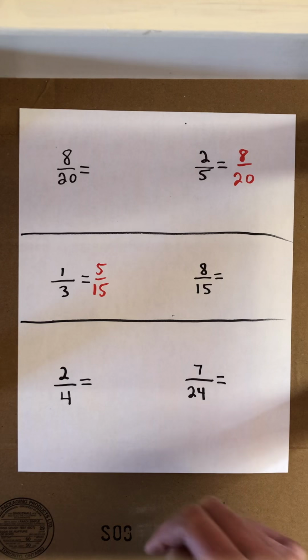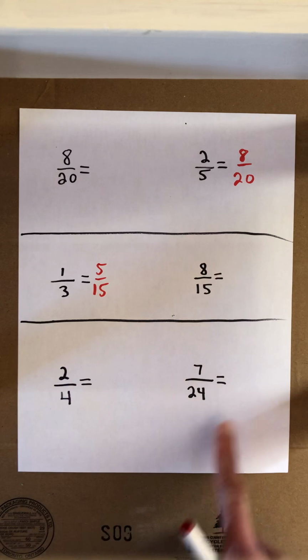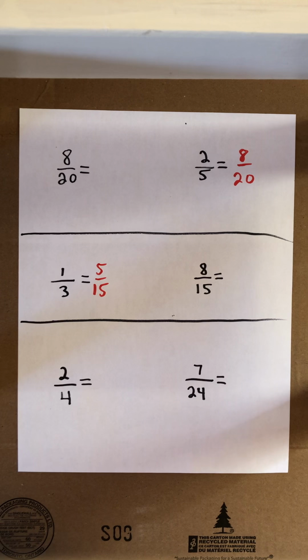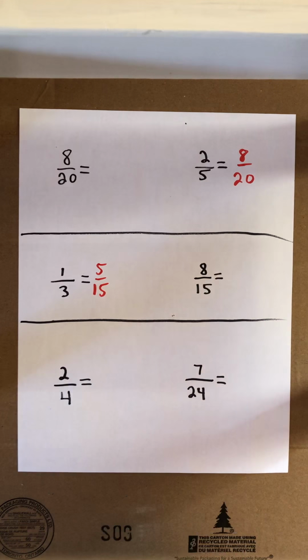Let's do one more example here. So again, I've got two fractions. This one might seem less obvious just to look at, but there might be something that I can multiply 4 by to make it 24. What is that something I can multiply by? I can multiply it by 6.